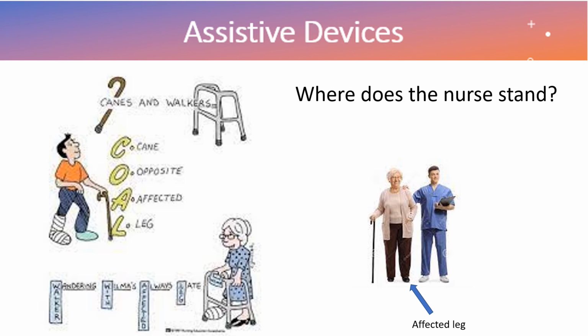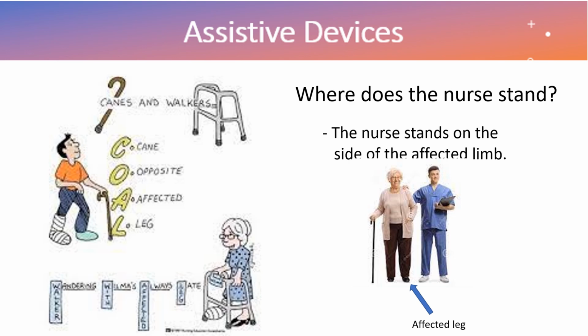All right, so where does the nurse stand? The nurse stands on the side of the affected limb. So if little Granny Becky hurt her right leg, you should be standing on the side of her right leg. So you should be standing on her right side, and she should be holding her cane on her left.